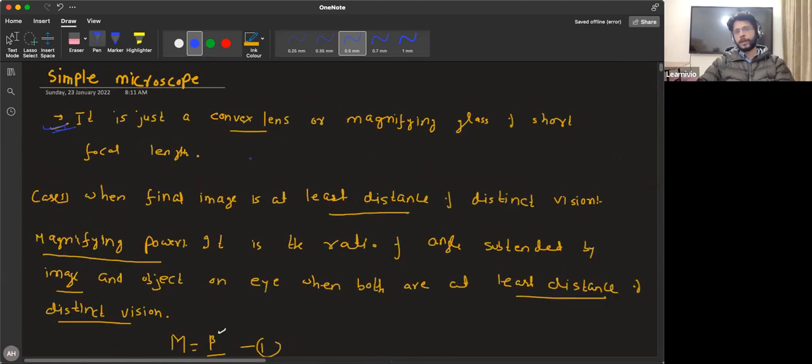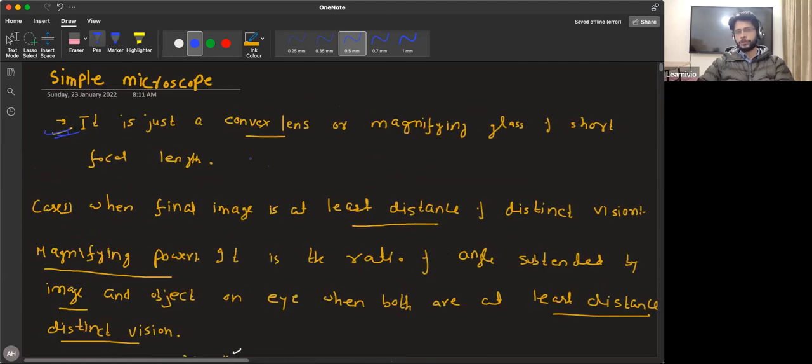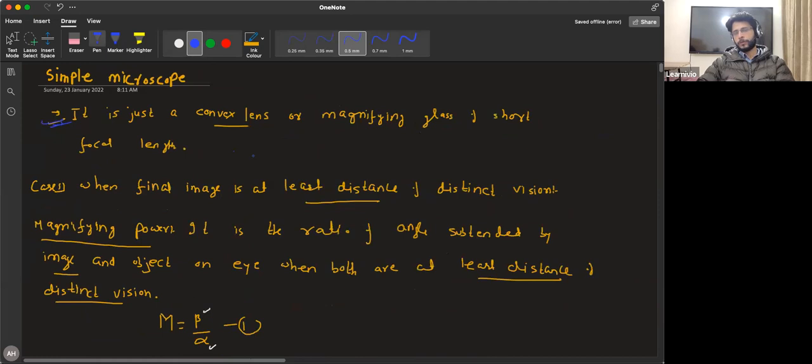So we can calculate the magnification in two cases. In the first case, your final image is obtained at the least distance of distinct vision, which is 25 centimeter. And in the second case, your final image is at infinity. So you can have two cases. One is when your final image is at the least distance, and the other is when your final image is at infinity. So see how we compare these two.